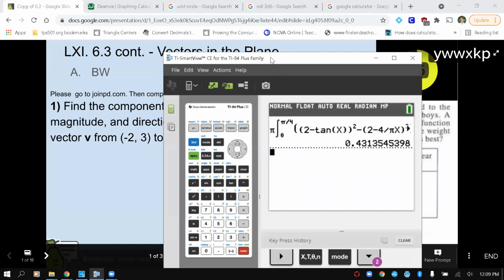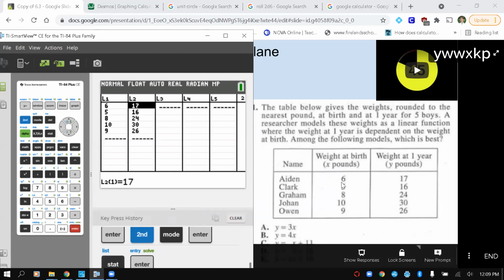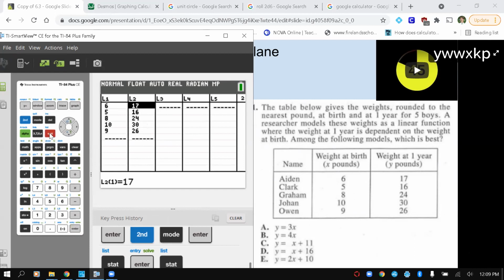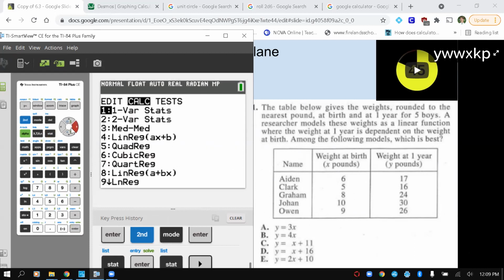Calculator. Stat. Edit. Enter our lists, one in one column: 6, 8, 6, 5, 8, 10, 9. The other list into the other column: 17, 16, 24, 30, 26. And then stat. Go right to the calculate tab. It's option 4. That'll do a linear regression.